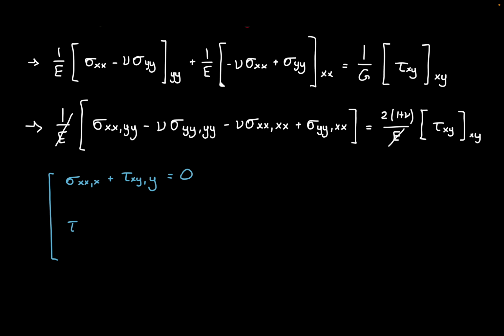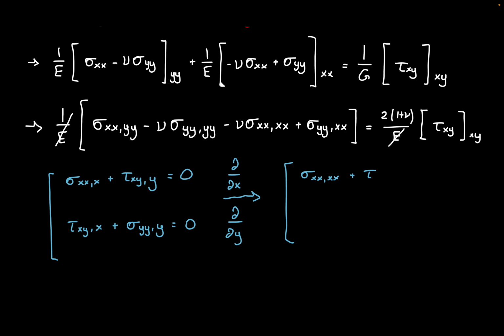And then we also know that the partial of tau xy with respect to x plus the partial of sigma yy with respect to y should also be equal to 0. So what we can do is take the partial derivative of that first line with respect to x, and then with the second line take the partial derivative with respect to y, such that we get sigma xx with respect to x squared plus tau xy with respect to yx is equal to 0.